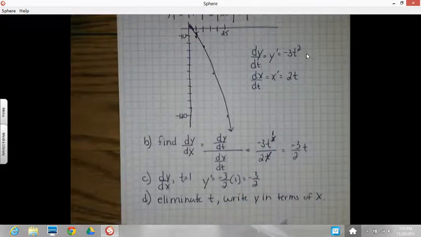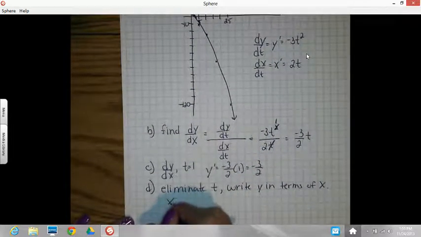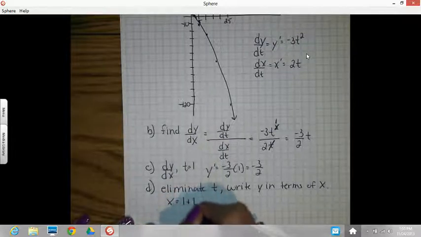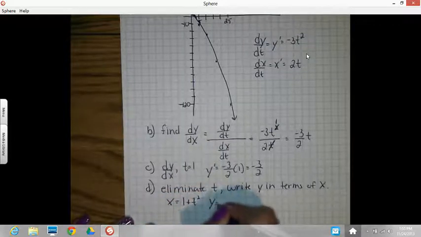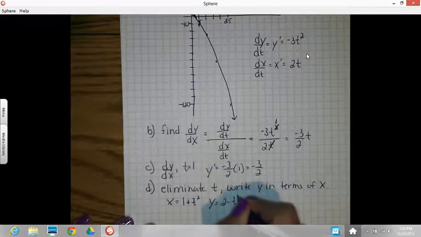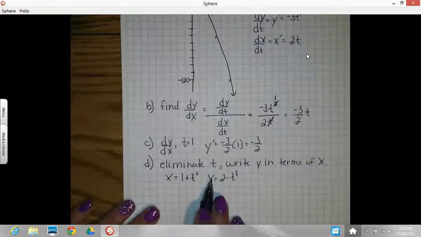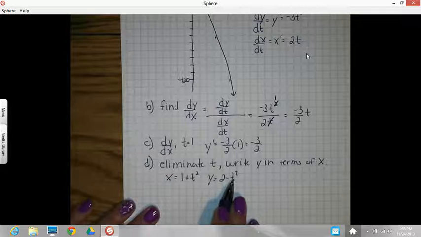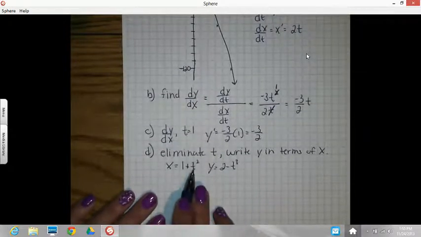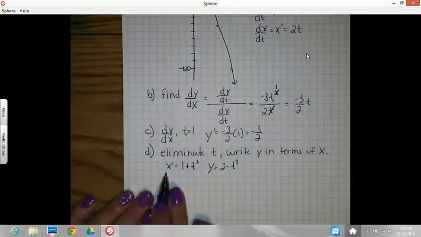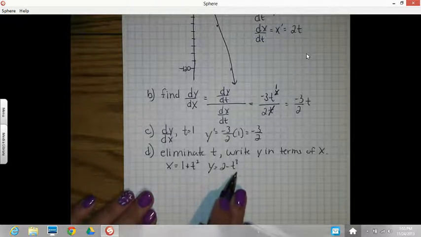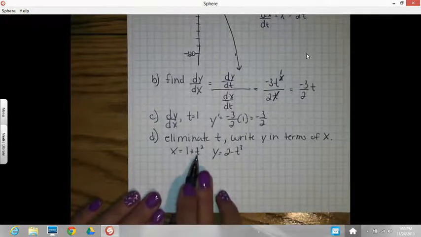So what I need to do, I'm going to write them down here so I've got them visible. Plus t squared, y equals 2 minus t cubed. I want to rewrite this y equation so that it has x's in it instead of t's. Well, all I've got to do is get a substitution. If I solve this for t, I can substitute it back in over here. So that means just rearrange this one, get it t equals.